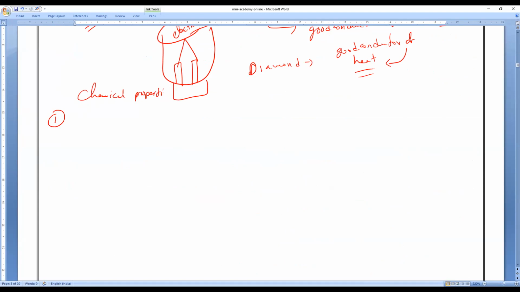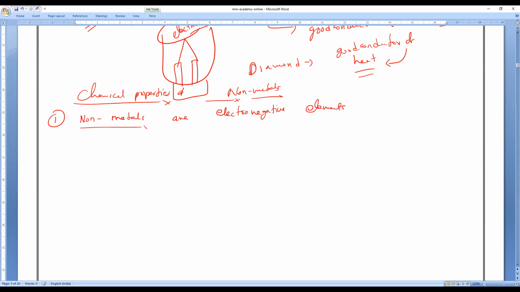Chemical properties of non-metals. What is the first one, everybody? Are they electropositive or electronegative? Electronegative elements. Write it: the non-metals are electronegative elements. So will they gain electrons or lose electrons? They have a tendency to receive electrons or lose electrons?